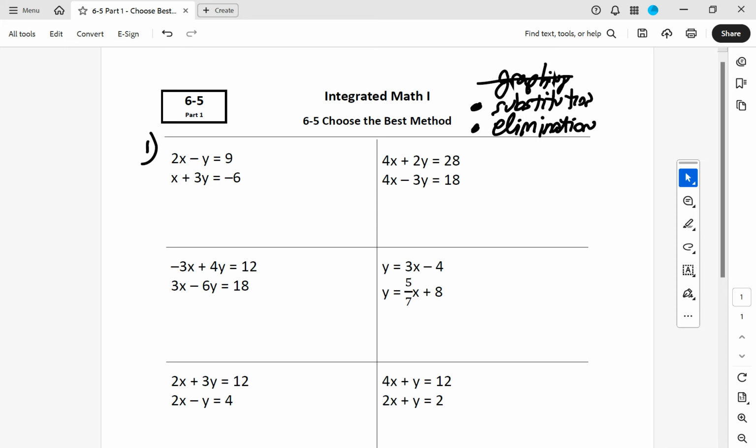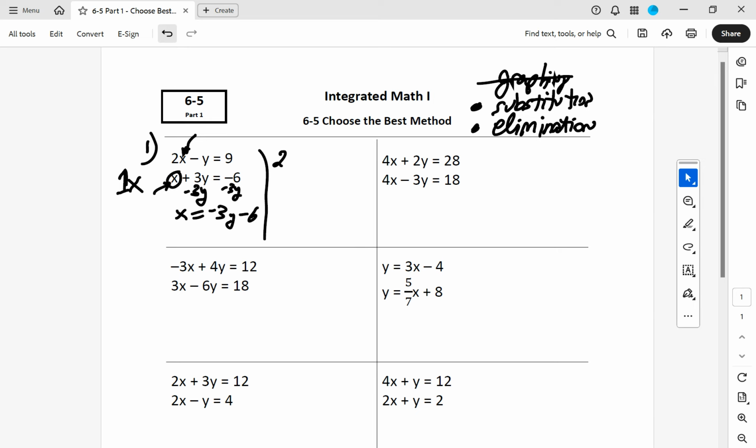The key on most of these is that if you have a variable that's by itself, that means substitution is almost always the best way to do it. What I mean by itself is that the coefficient of it is a 1. That means that you could easily move the other variable term to the other side of that equation. And now you know what x is. That's the same x as here, which means we can substitute it for that x.